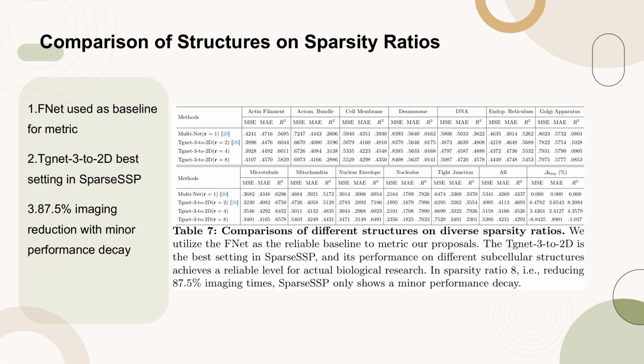Table 7 presents a detailed comparison of various structures across different sparsity ratios. The FNet serves as the reliable baseline for evaluating the performance of the proposed methods. Among these, the TNet 3 to 2D configuration is identified as the optimal setting within the SparseSSP framework. This configuration demonstrates robust performance across different subcellular structures, making it suitable for practical biological research applications. Notably, even with an 87.5% reduction in imaging times, SparseSSP exhibits only a minor decline in performance, highlighting its efficiency and effectiveness.